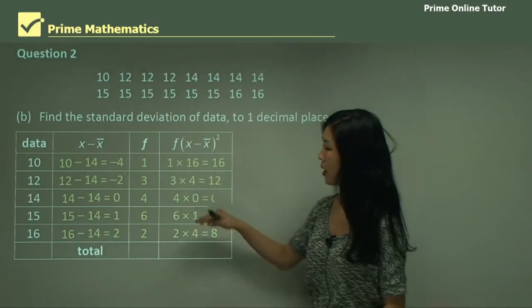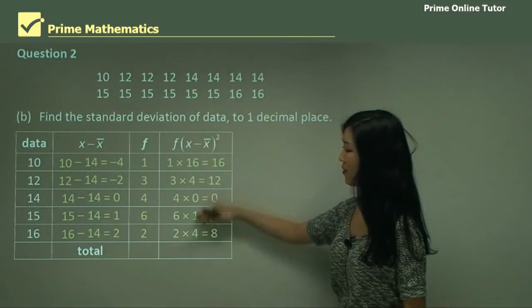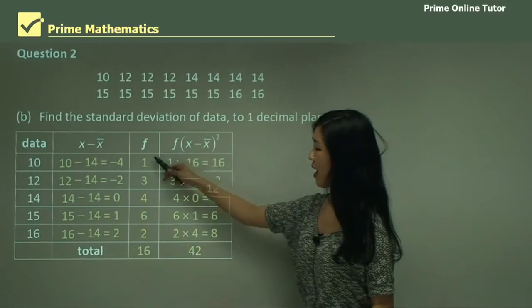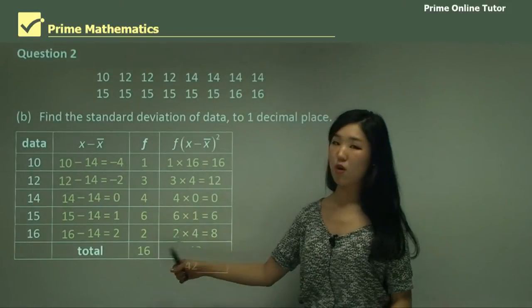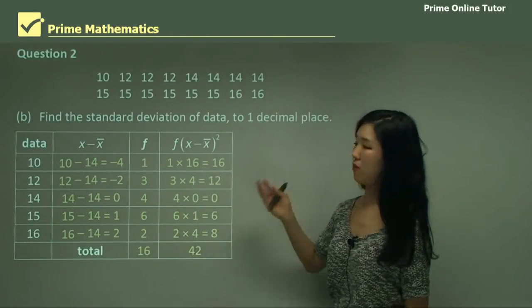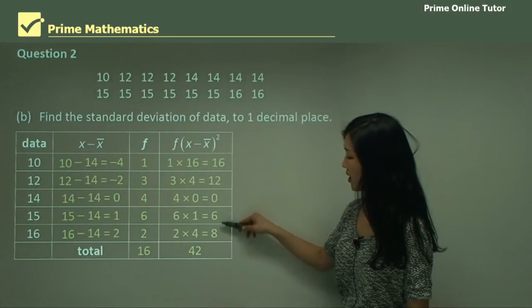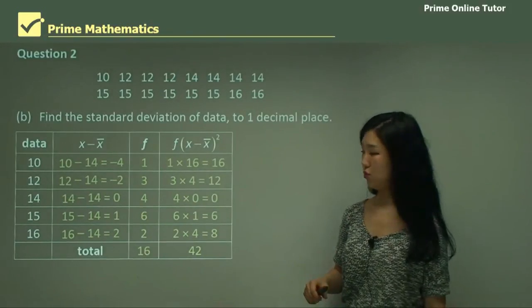Okay, so this time I'm going to add all the frequency as well as this one as well. So add the frequency, you should get 16. So we already know that there's 16 values because we already counted that. But this one, when you add it up, you should get a value of 42.